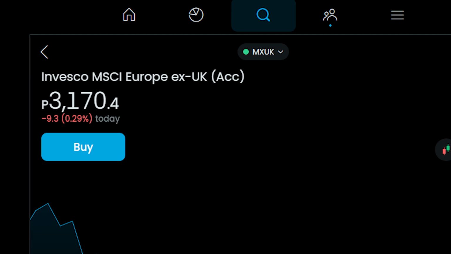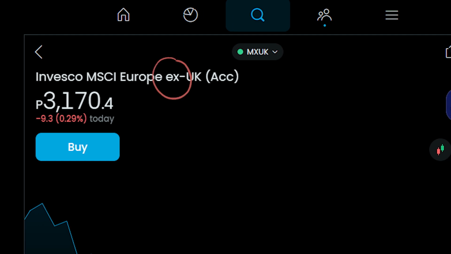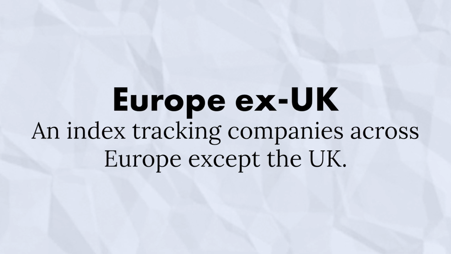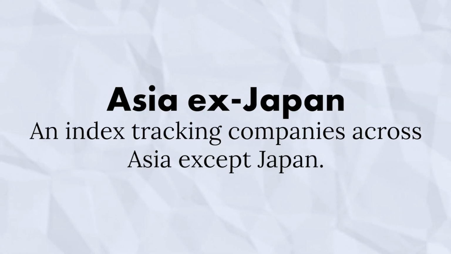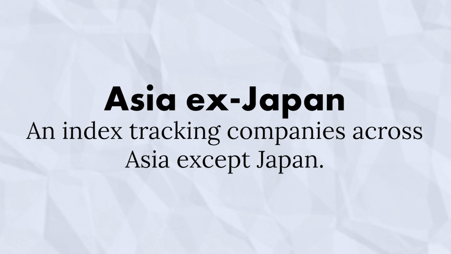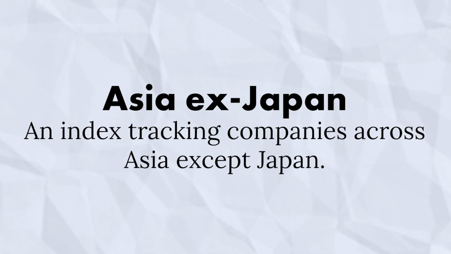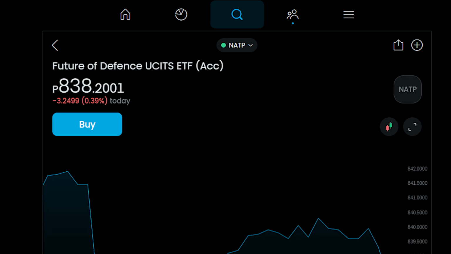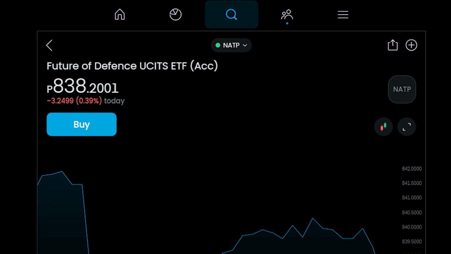If you ever see a fund say X, that means it's excluding a certain area. X UK funds would track an index that excludes UK from the list. Another example would be Asia X Japan, and in this one the index would track businesses across all of Asia except for Japan.